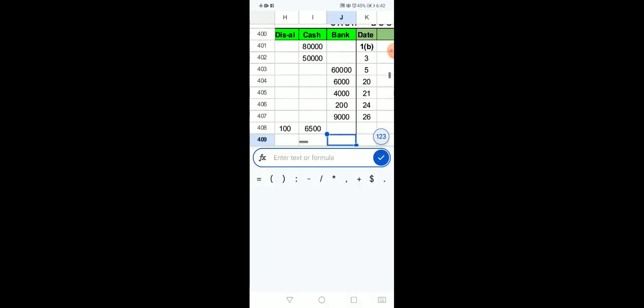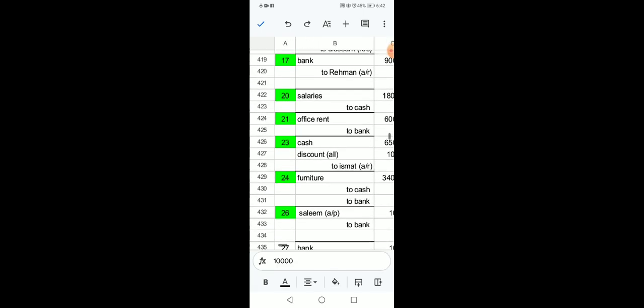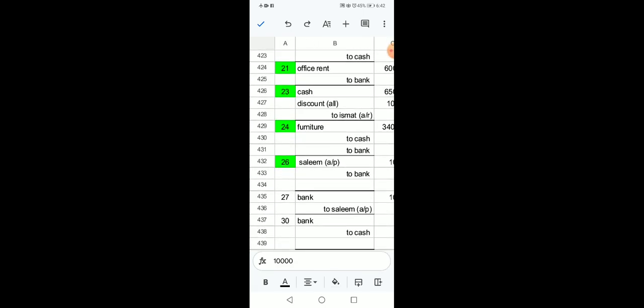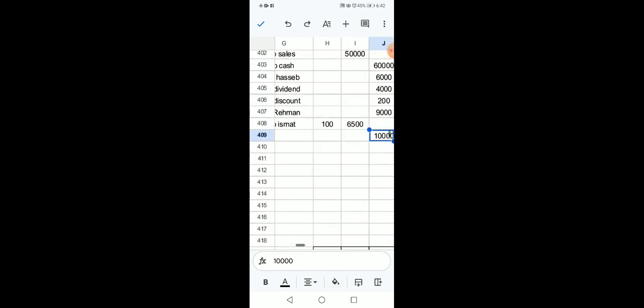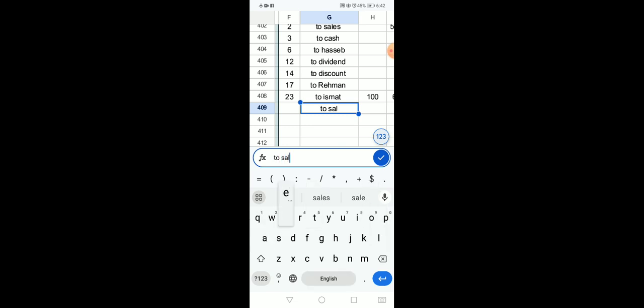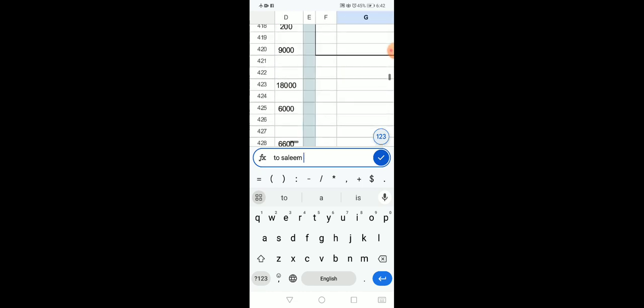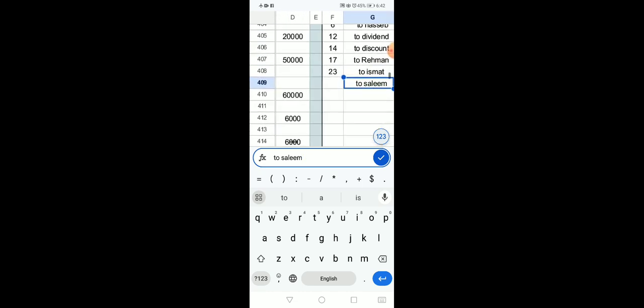Now we are on 27. There are two elements, but we are related with discount, cash and bank only. Here we have the bank, which is debited by 10,000. Go to the debit side of the bank and write down 10,000 in the debit column. Now see its reference. We are on the 27th entry. Reference is Salim. Write down "to Salim" over here. Now see its date, which is 27. Post 27 over here.